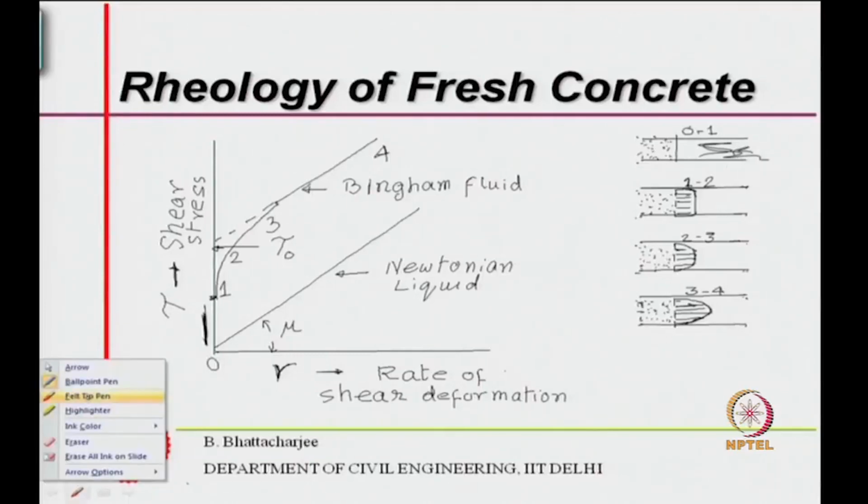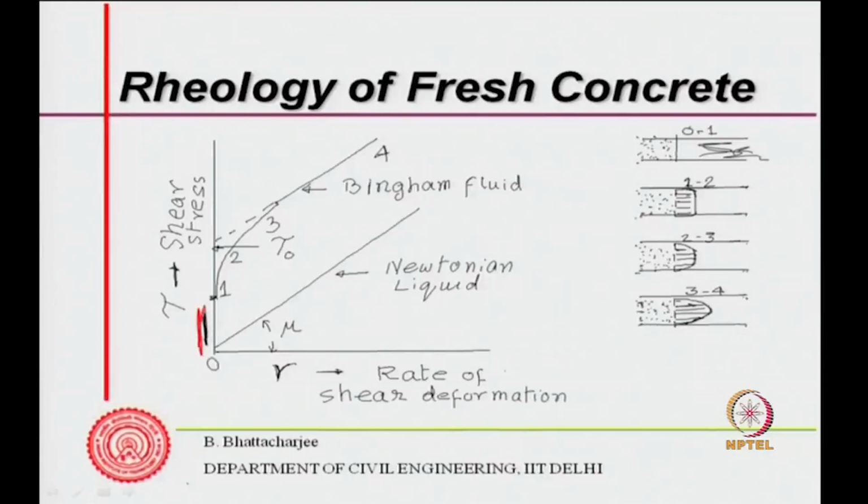All right, up to this point it behaves like a solid. From 1 to 2 it starts some sort of flowing, and 3 to 4 is a typical Bingham fluid, not necessarily concrete. From 3 to 4 it behaves like a liquid, and your velocity profile is like this.